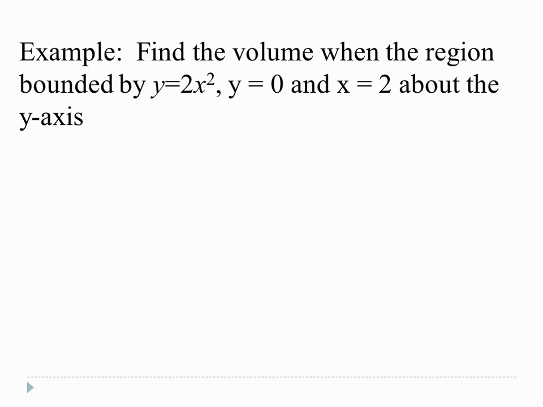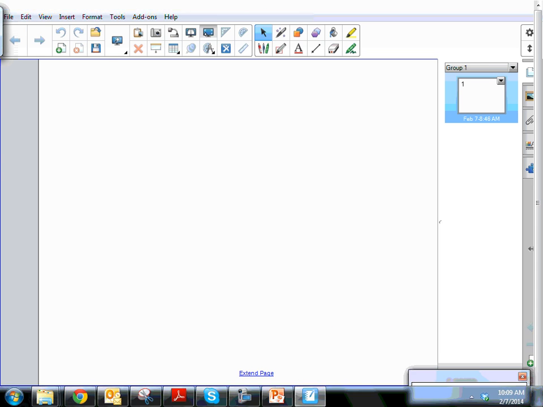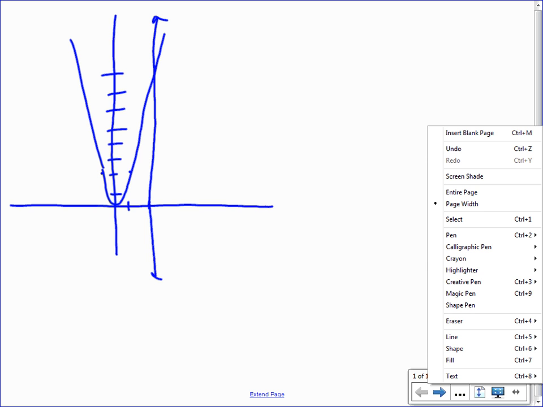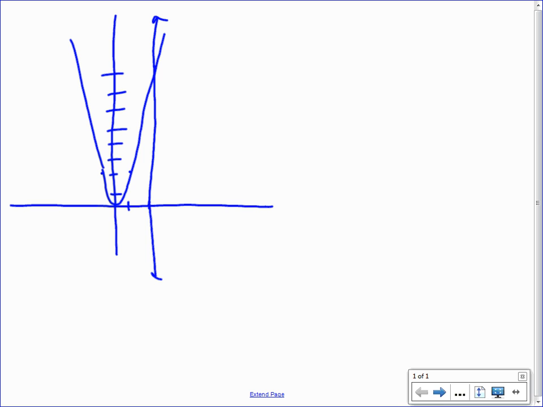I'm going to switch over to my smart notebook here so I can draw better pictures. So what do we have? y equals 0 is this right here. We have x equals 2, which is this vertical line. y equals 2x squared is a stretched parabola. So at 2, we have that, right? So what is the region that we are concerned with? This guy right here. I really don't care about this piece of my parabola.